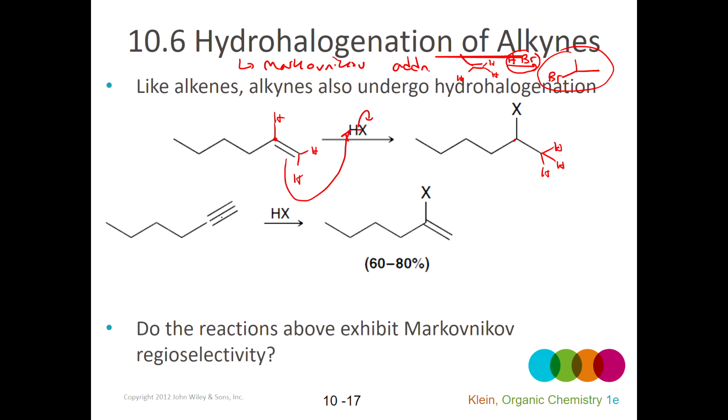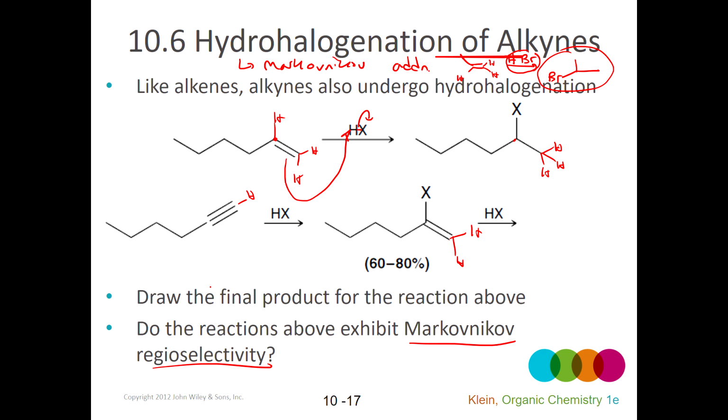There may actually be some controversy about this mechanism. So let's look at this in a little bit of detail here. We still get Markovnikov addition. We still get the hydrogen adding to the carbon that already had more hydrogens, and the halogen goes to the other carbon. If you add 2 moles of HX, the second one would also go through a Markovnikov addition.